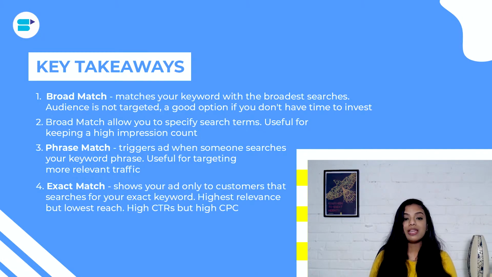Exact match, on the other hand, will only show your advertisement to a customer with the highest relevance who's searching for the exact keyword or possibly a very close variant. This match type will give you the highest relevance for sure, but it also gives the lowest reach. This ad group generates the highest click-through rate but also the highest cost per click.